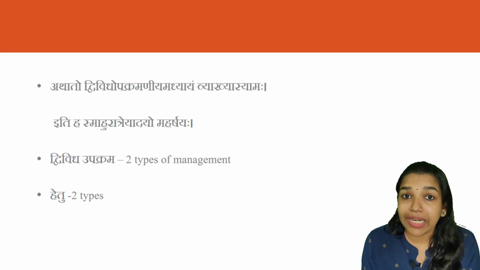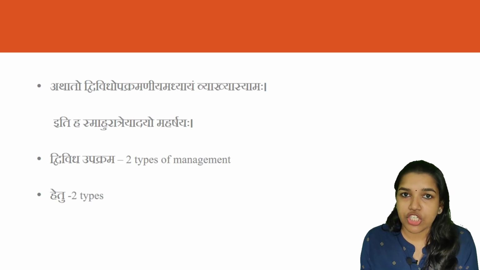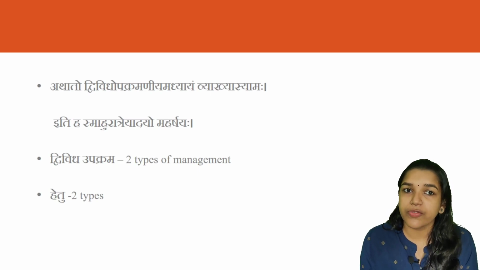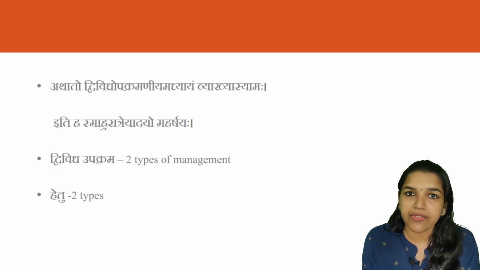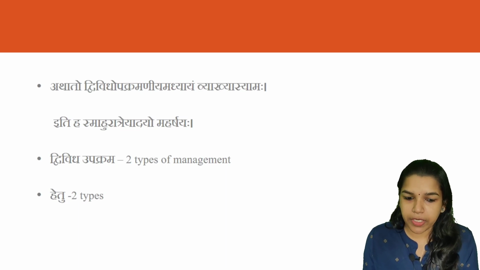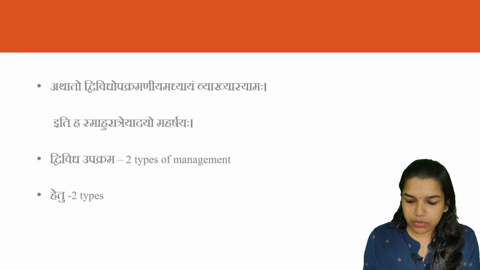So Dvividha upakramas are mentioned in this chapter. In the 13th chapter, doshopakramaneeya adhyaya, the upakramas of doshas are mentioned, that is the management of the three doshas. Now Dvividha upakrama, that is the two types of management, is mentioned in this chapter.